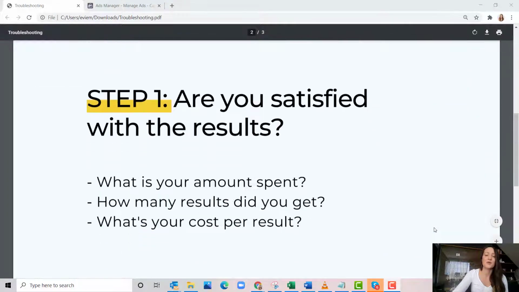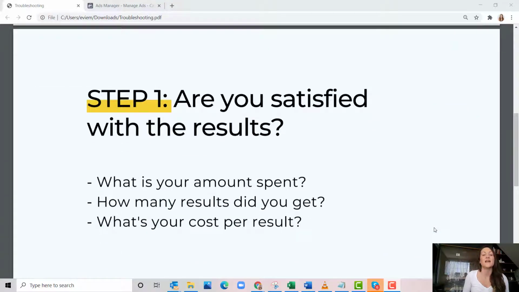This is a 2-step approach, and the first step is to see if we are satisfied with the results. And I want to give you an actual example in Ads Manager. So to tell if I am satisfied with the results, I look at 3 metrics first. The first metric I look at is how much did I spend, then how many results did I get, and what's my cost per result.